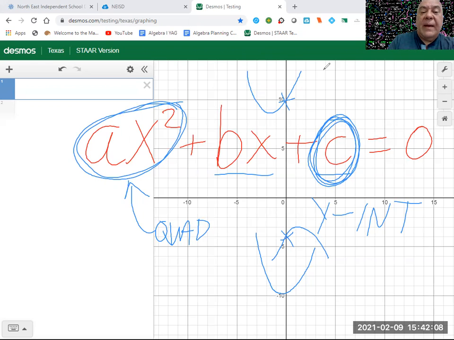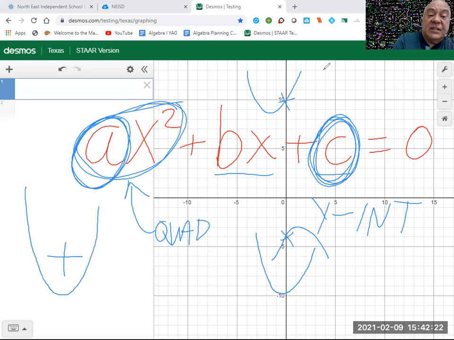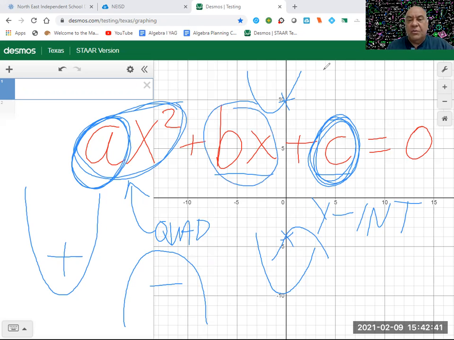Now, the important thing, going back to this a term right here, the coefficient in front of the x squared term. If it's positive, the parabola opens in the upward direction. If it's negative, it opens in the downward direction. So you can tell a lot by looking just at the equation on which way the parabola opens and where the y-intercept is. And this term here will give you a little more insight. I'll go into that in just a second.